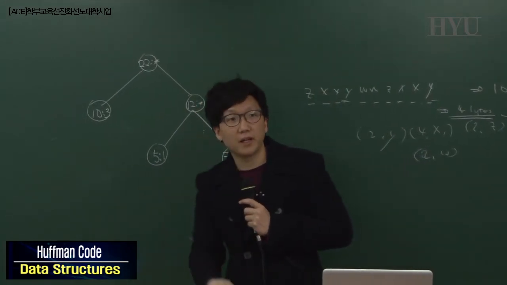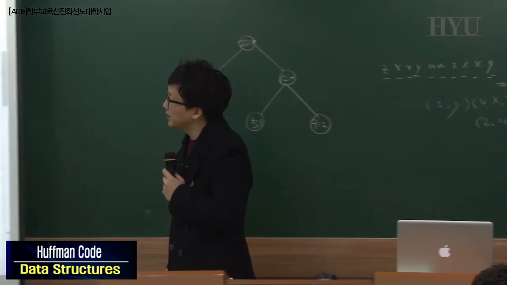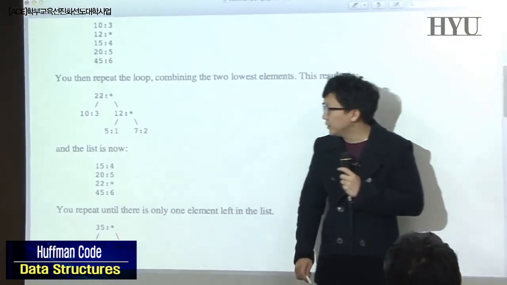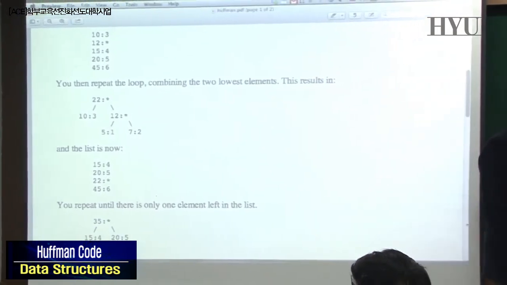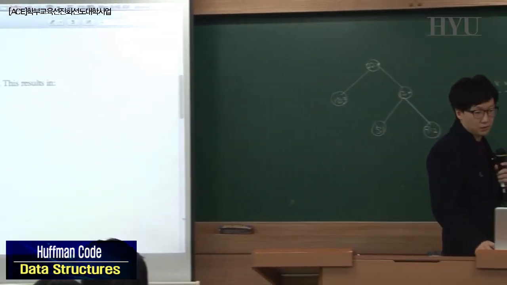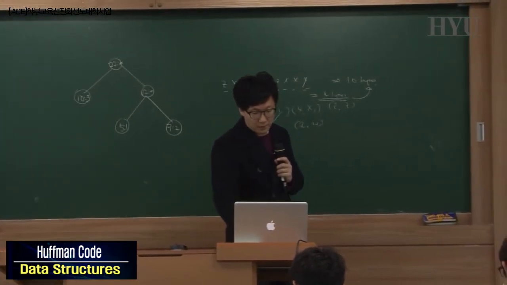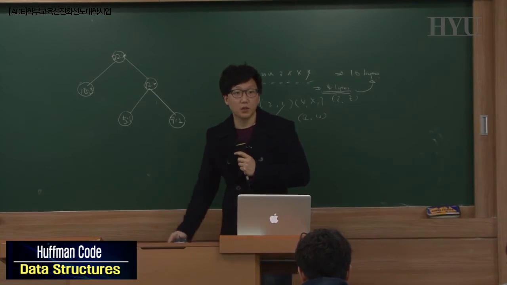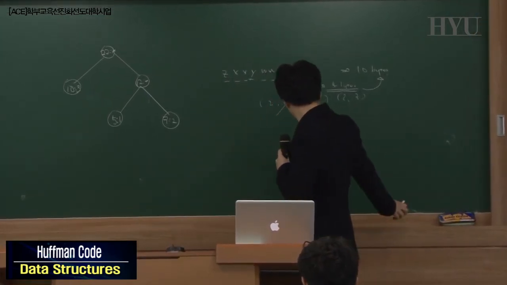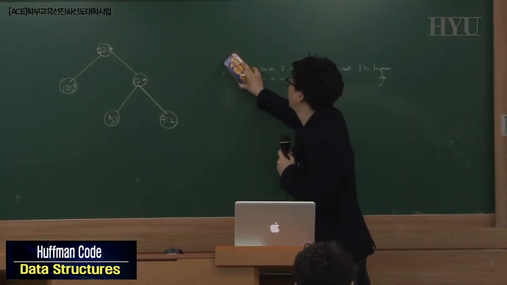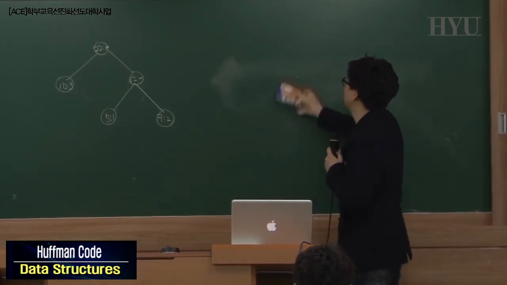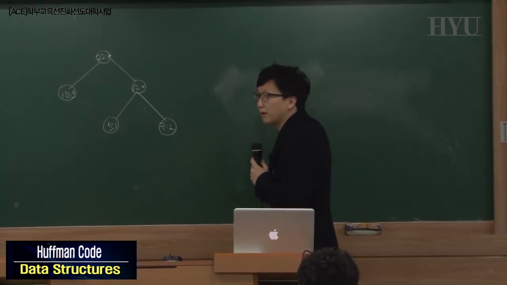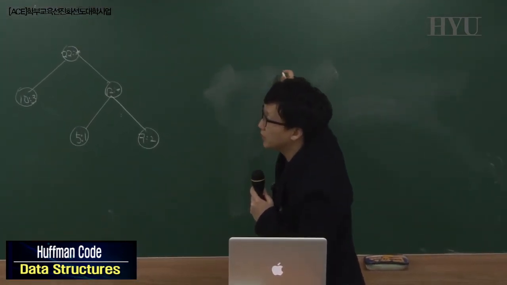Then I do the sorting again and get the minimum 2. In 15, 20, 22, 45, the lowest are 15 and 20. You do this until there are no elements left. I wrote it down so I wouldn't forget. So 15 and 20.